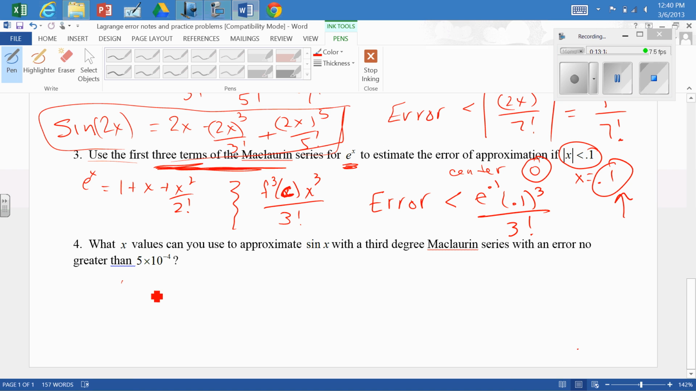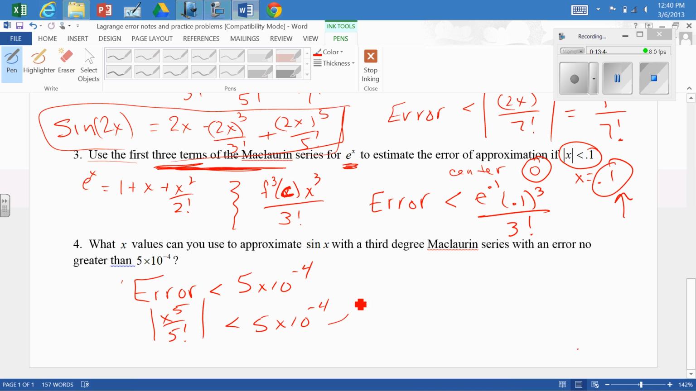We've got an error that is less than 5 times 10 to the negative 4. We know this is alternating. We're using a third degree to approximate, so we're going to go to the fifth degree term because the fourth degree is vanishing. So I know the absolute value of x to the fifth over 5 factorial is less than 5 times 10 to the negative 4. Okay? So sorry about this.